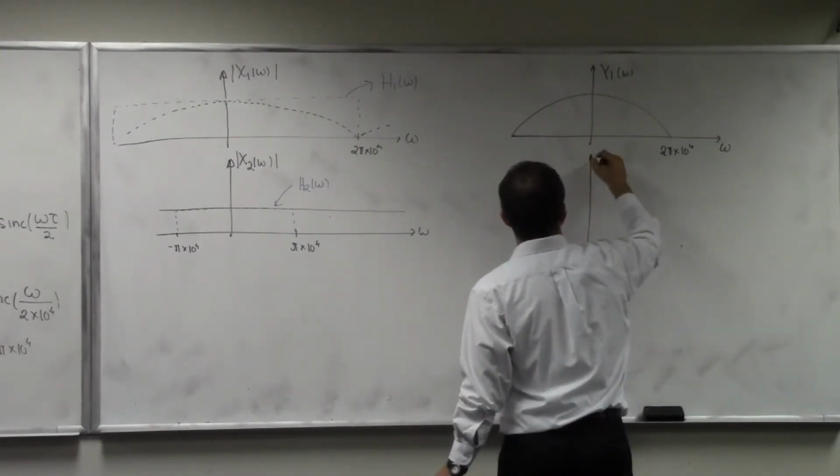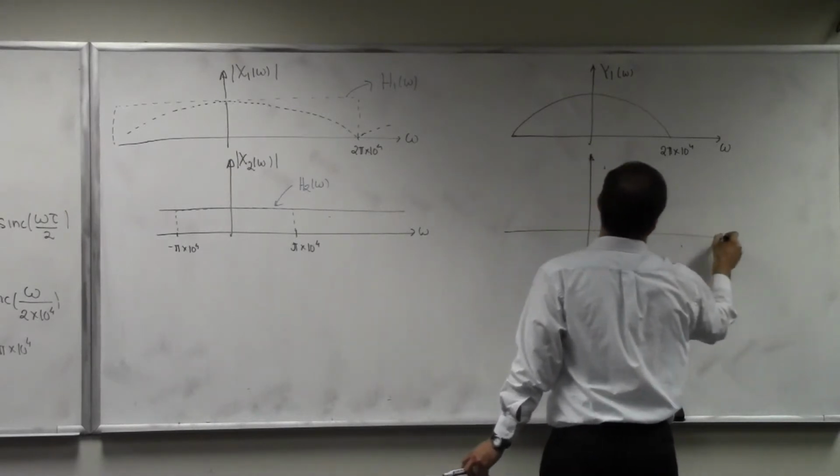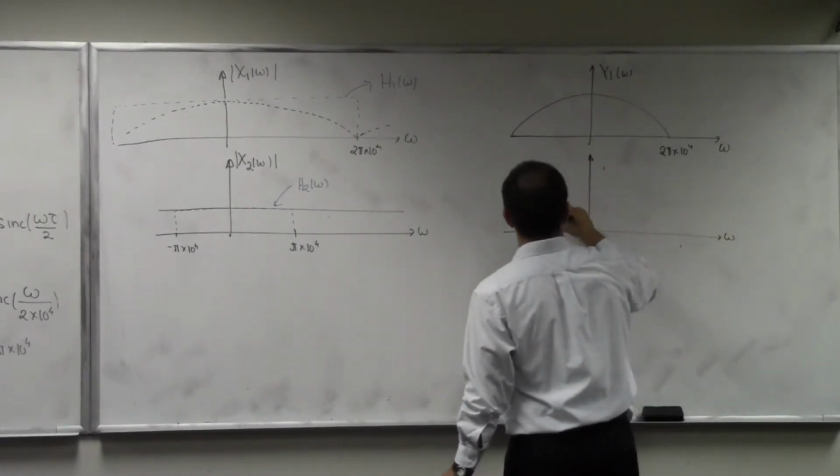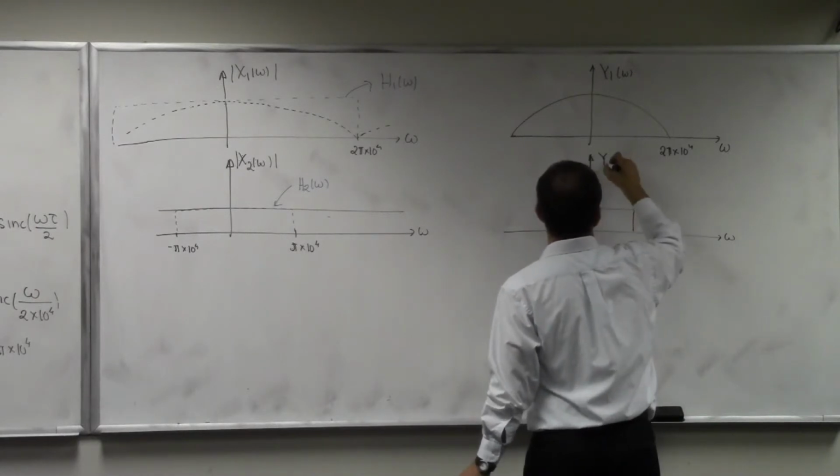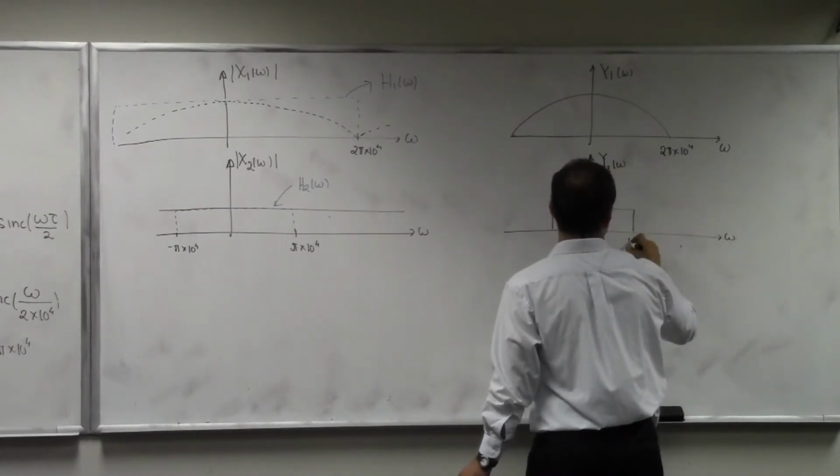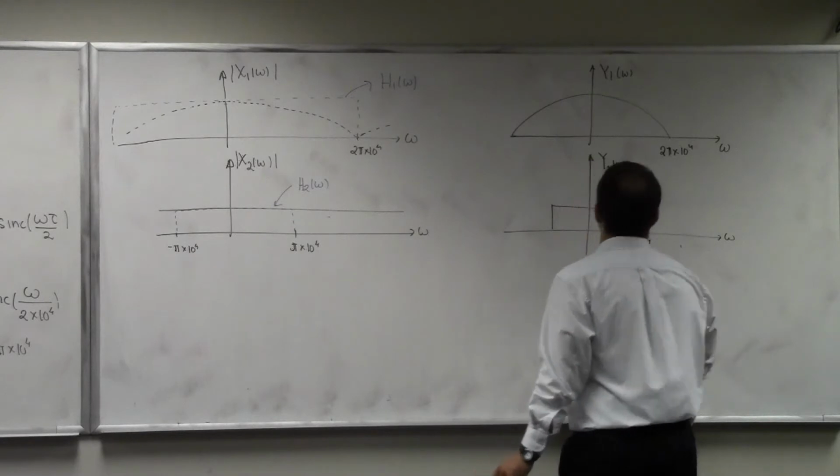And sketch the other one. It's omega. This is Y2 of omega. Well, this is now pi times 10 to the 4. Okay?